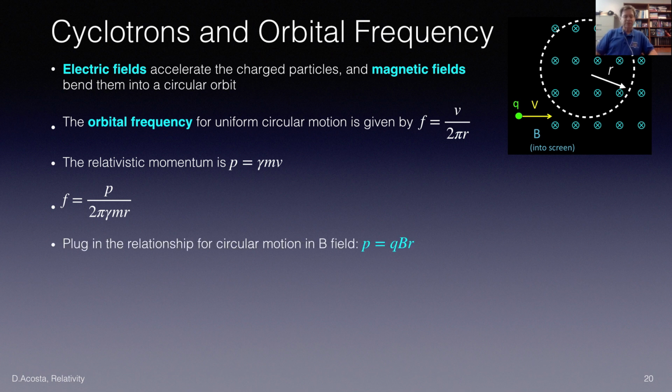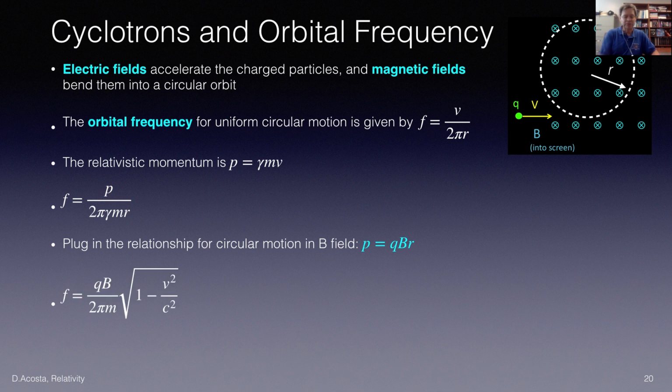All right. Now, another thing you should have learned in your Physics 2 course in introductory physics is that when a charged particle enters a magnetic field, it does exhibit circular motion, and this relationship holds between its momentum p, its charge q, the magnetic field B, and the radius of that circular orbit, this radius r, which for the LHC is actually 4.5 kilometers. It's quite large. So if I take this relationship p equals qBr and plug it into f as p over 2 pi gamma m r, I'm going to put basically a qBr in the numerator.